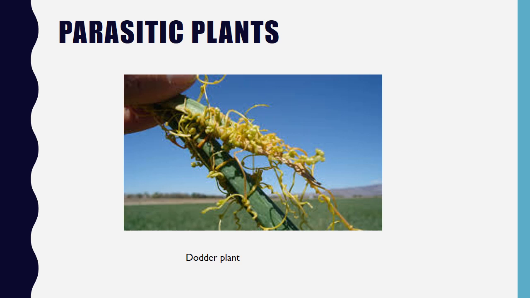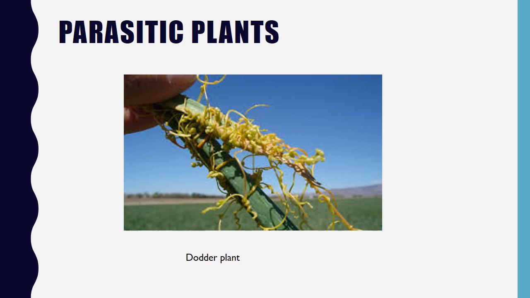So for this you can see in the picture, the parasitic plant just coils around the other plant. You can see how this plant has coiled around the next plant, or host plant. This parasitic plant just coils around the other plant and sucks the food and water from the host plant. So that's why plants like the dodder plant are known as parasitic plants.